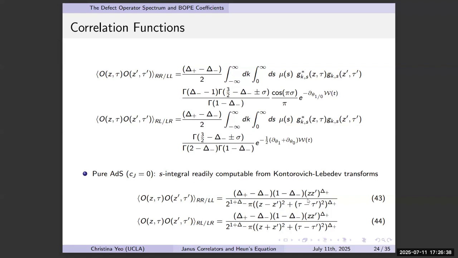As a sanity check with this result, we calculated the correlation function for the trivial defect, which is the pure AdS case. The S integral we can just evaluate by looking up the integration table, and it gives us the standard form of a conformal primary with conformal weight Δ plus. But again, this factor hangs around because we were not in a conformally flat frame. CJ is 0, it means it's pure spacetime AdS.